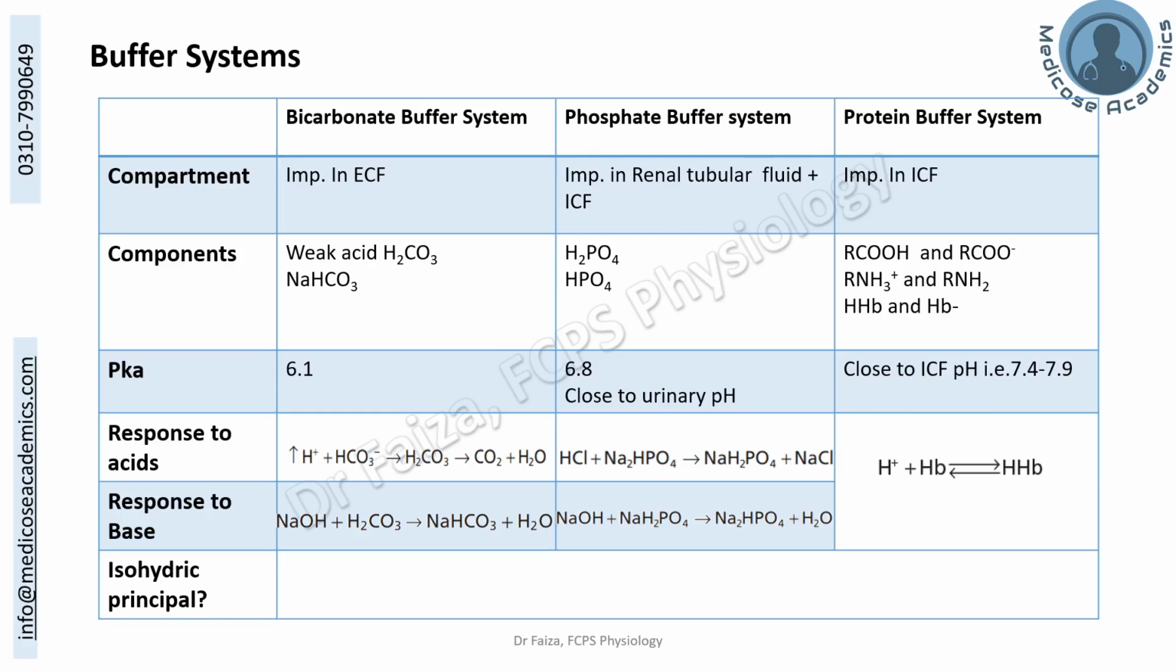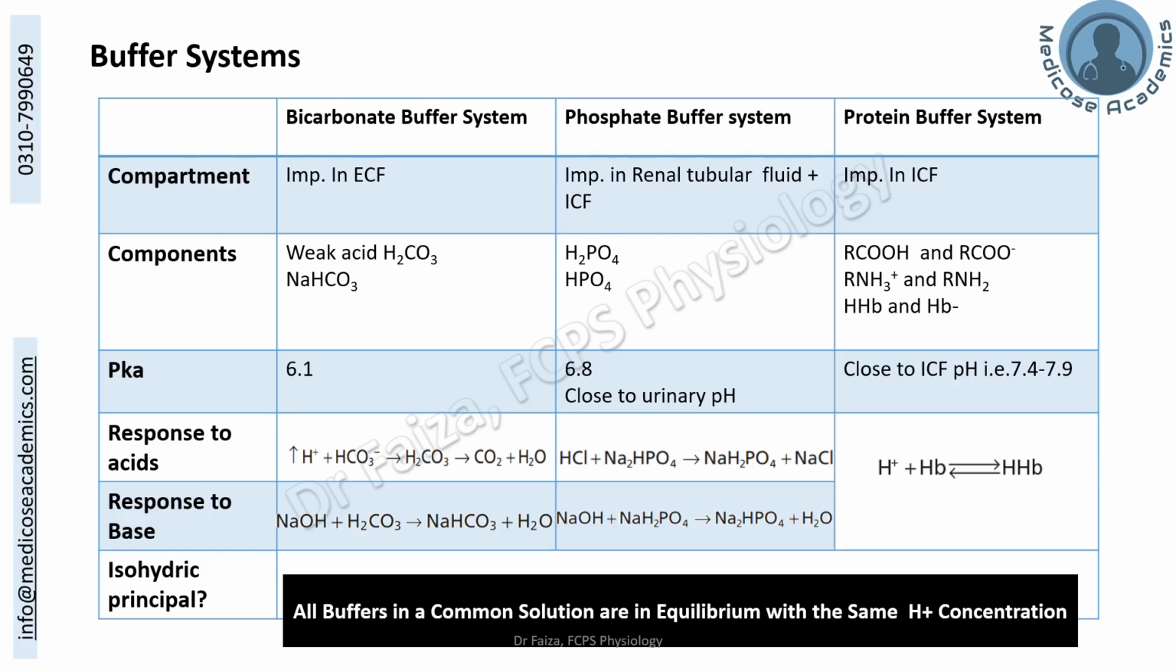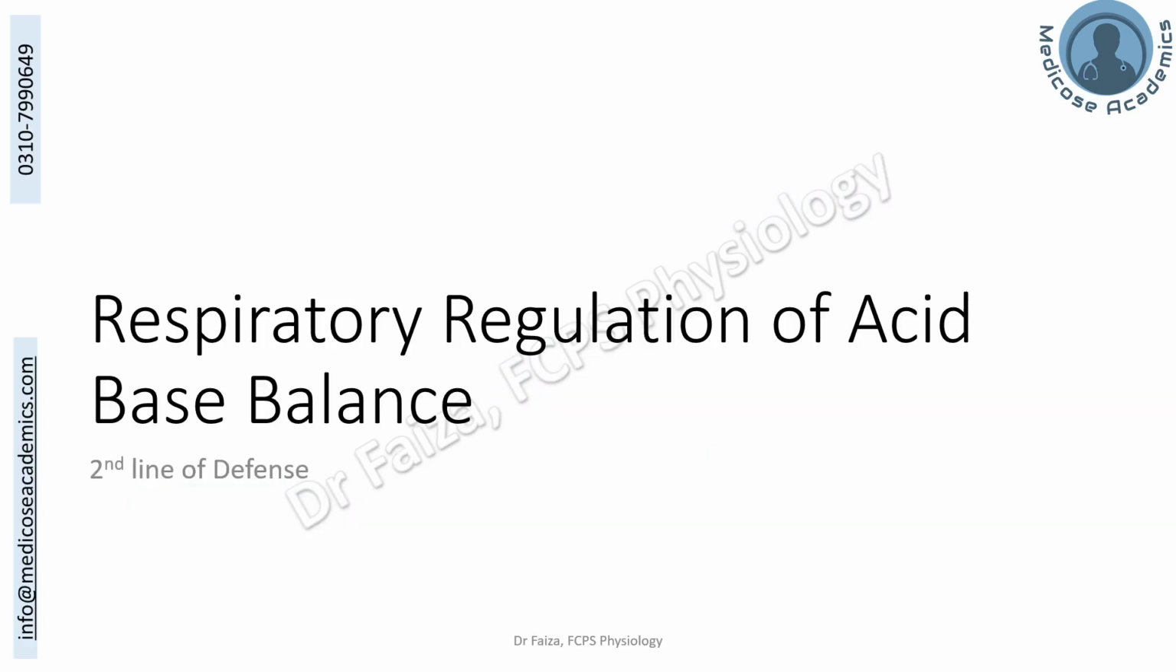Isohydric principle states that all buffers in a common solution are in equilibrium with the same hydrogen ion concentration. It's not like the bicarbonate buffer system is more effective, so first it will respond and then the protein buffer system and then the hemoglobin buffer system. Rather, all the buffer systems present in the solution will start working equally to respond to the change in the pH and come in equilibrium to it. That was all about the first line of defense for the acid-base regulation.